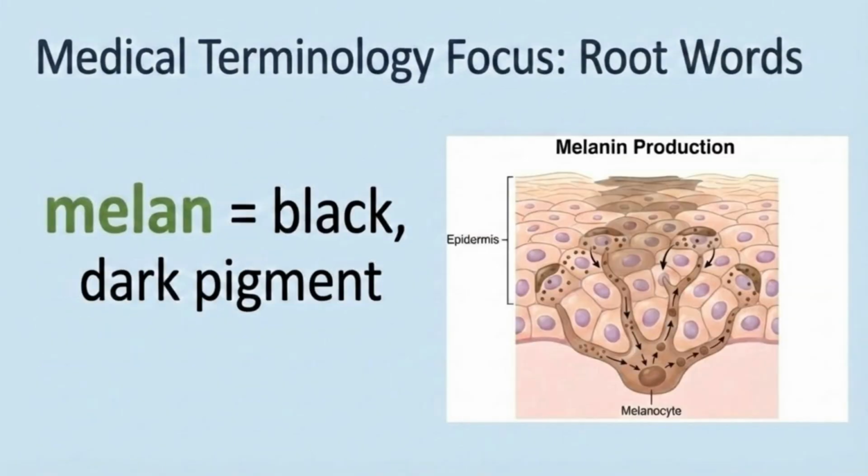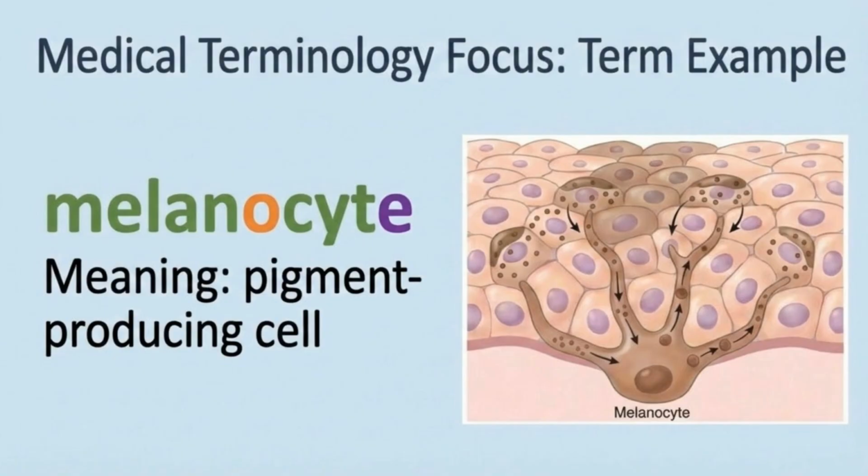The root melan refers to black or dark pigment and is associated with melanin, the pigment produced by melanocytes in the epidermis. Melanocyte breaks down into melan, meaning dark pigment, cyt, meaning cell, and the suffix e. A melanocyte is a cell that produces melanin.